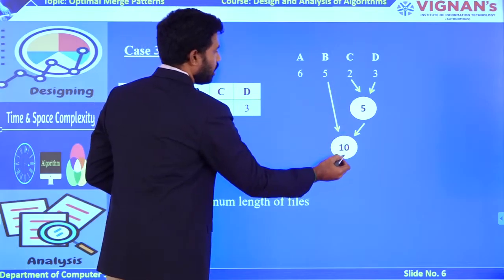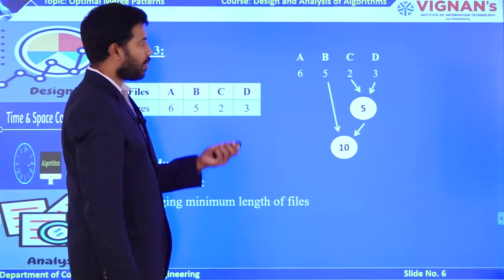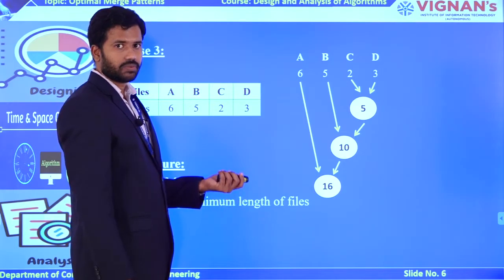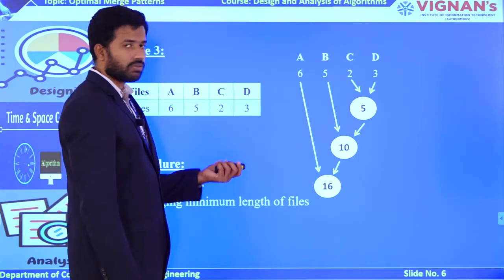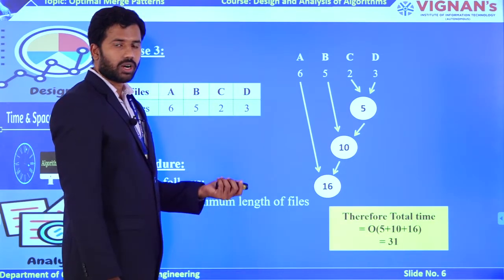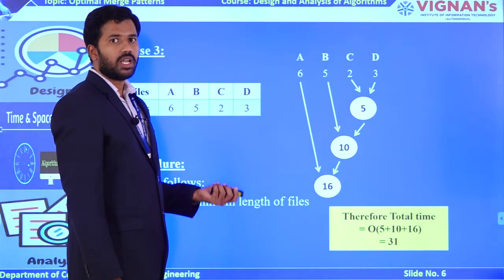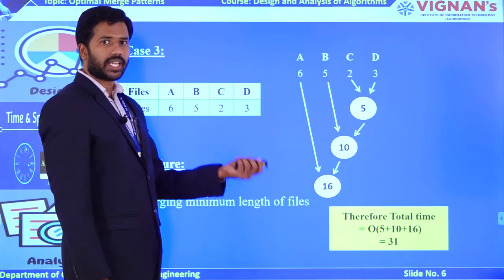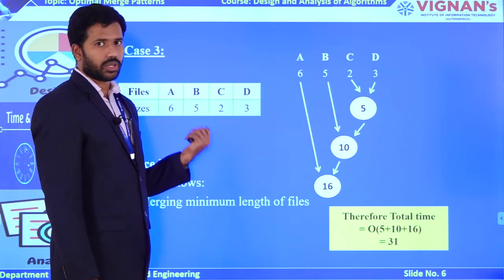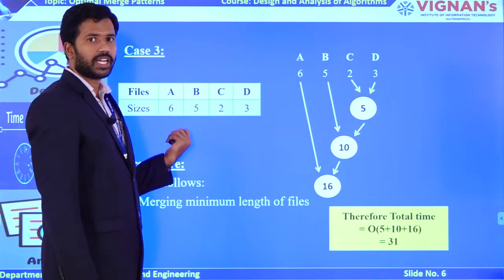File A and this merged file size 10. So if you merge these 2, ultimately I will get a total file size as 16. So now can you find out the time complexity of this one? Nothing but 16 plus 10 plus 5, which generates the total time complexity as 31. Okay. So among case 1, case 2 and case 3, which case is providing the minimum solution to you? Case 3, right? So this is going to be my greedy approach.